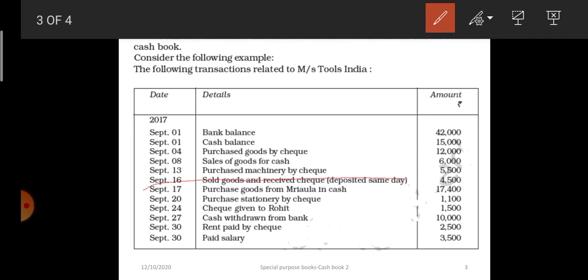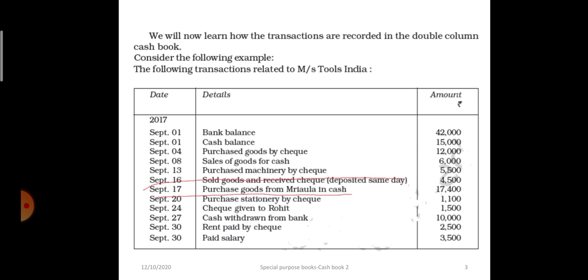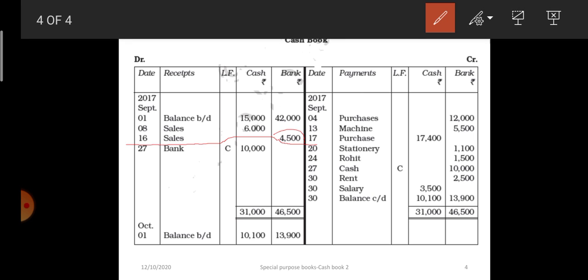After September 16, on September 17, purchase goods from Marula in cash. It's a cash transaction, so it will be recorded in the cash column. Payment will be done, so By Purchase 17,400 rupees is paid for purchasing goods in cash.